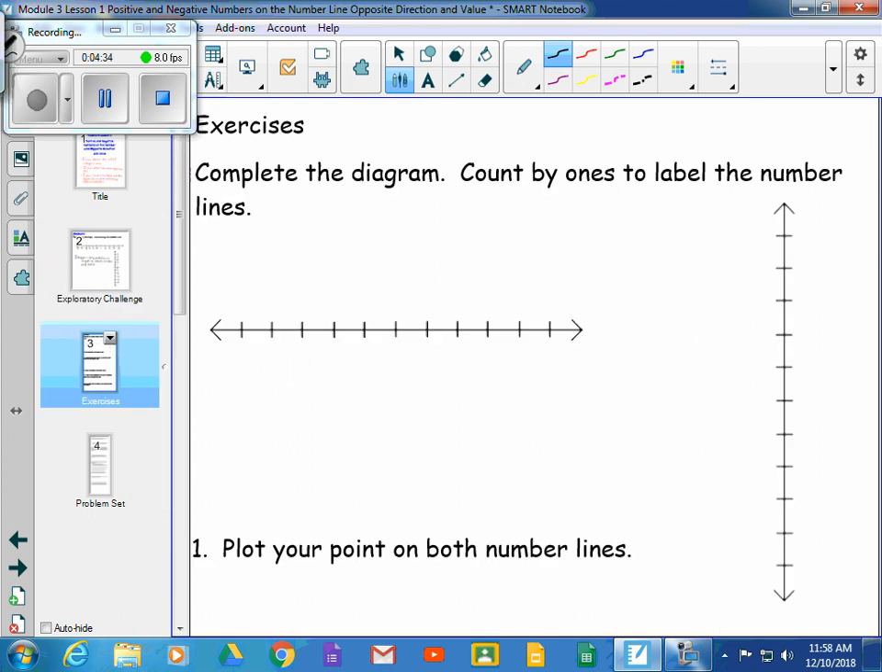Now let's go to the exercises. It says complete the diagram. Count by 1s to label the number lines. We're going to do that for both horizontal and vertical number lines. Let's see, I'm going to start with 0 somewhere in the middle. And we're going to go up by 1s and then down by 1s for both of our number lines.